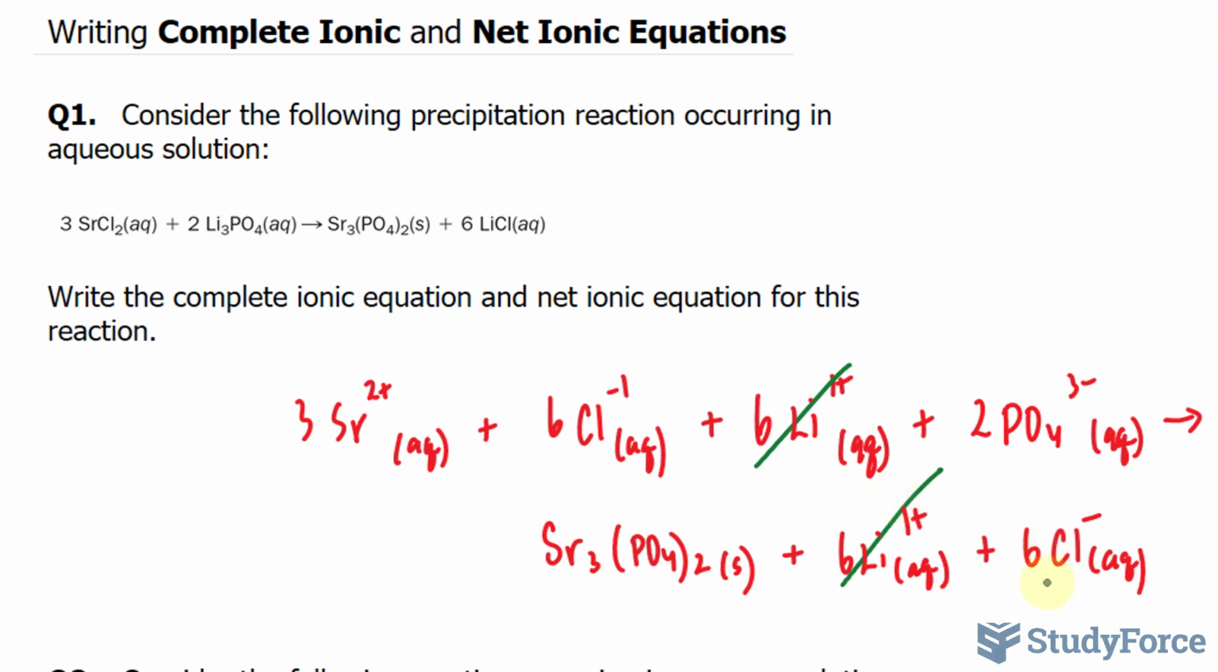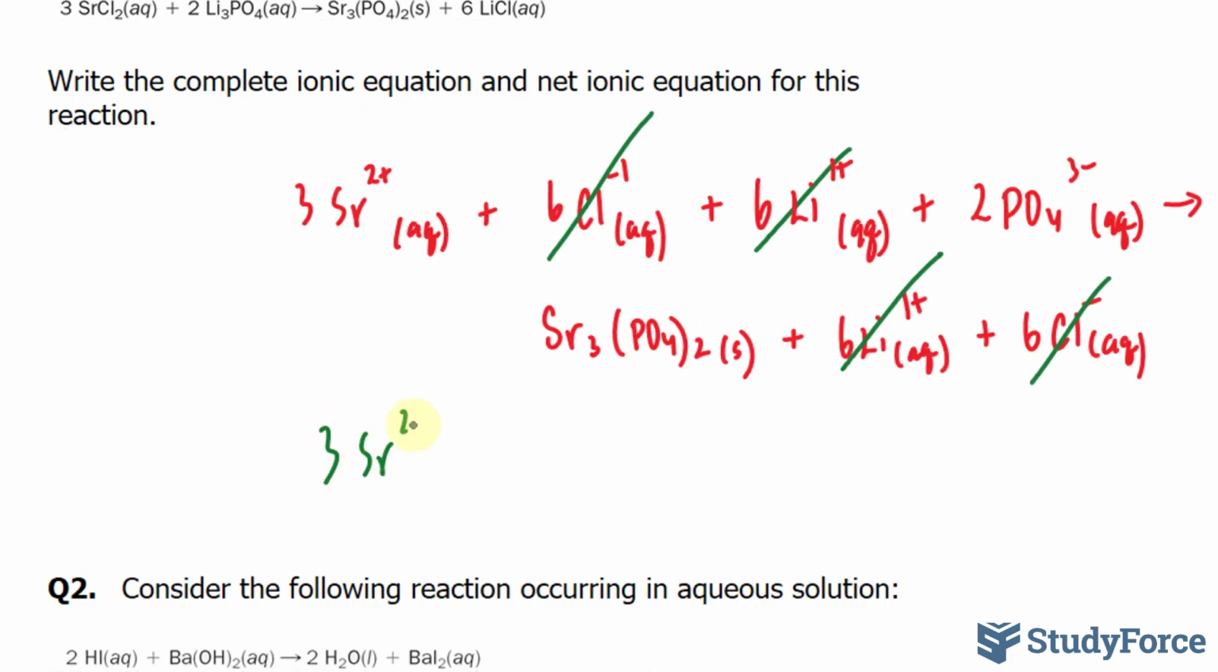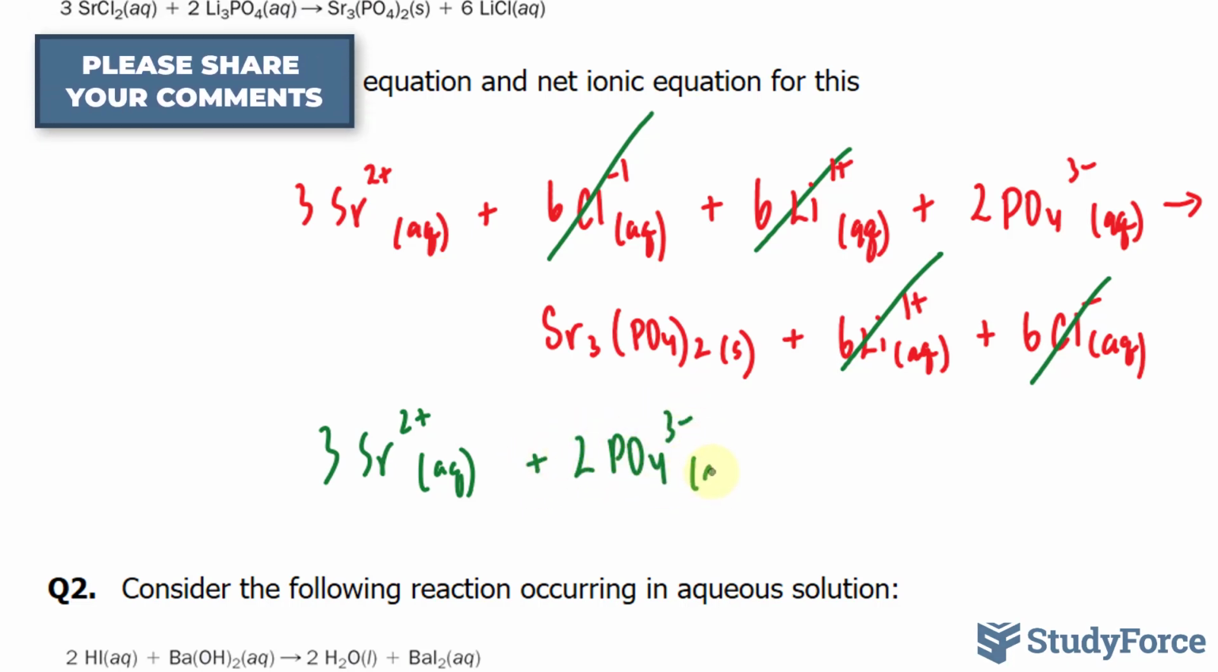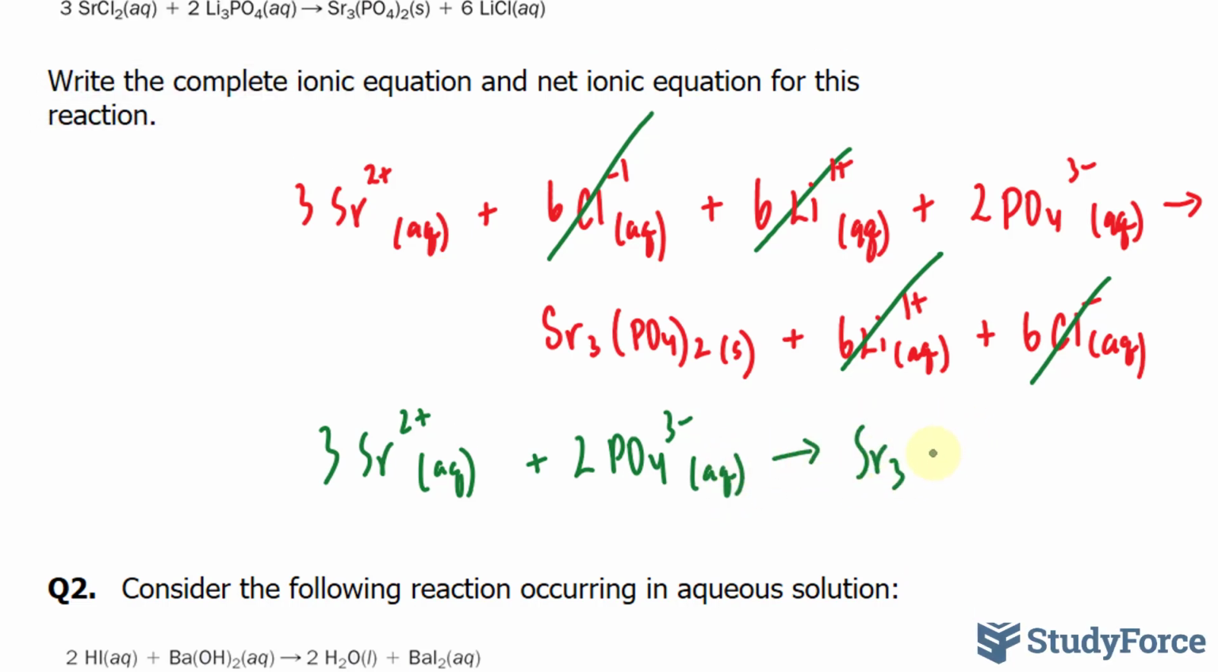Similarly, we have 6 chloride ions on the right side and 6 on the left side. This leaves us with 3 strontium ions, 2 phosphate ions, and our precipitate on the right side. So let's write that down. 3 Sr2+ aq plus 2 phosphate ions. This produces strontium phosphate. And the equation you see in green represents your net ionic equation.